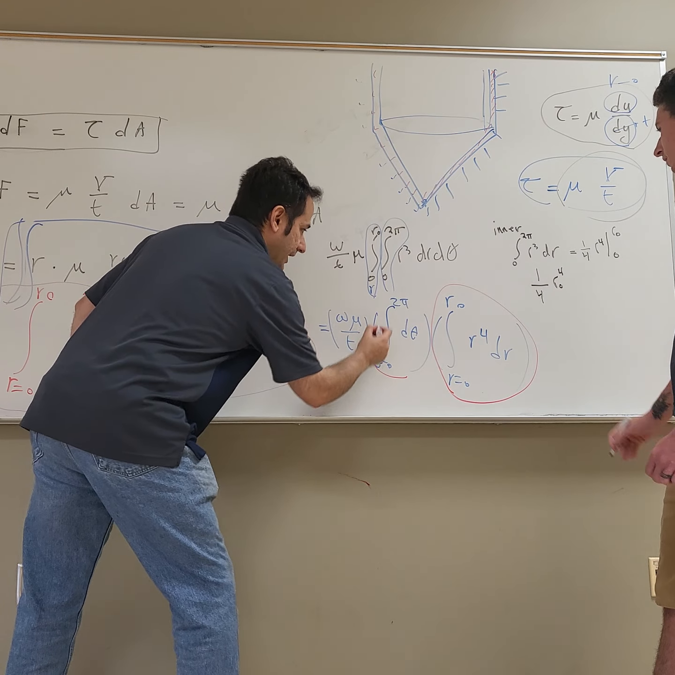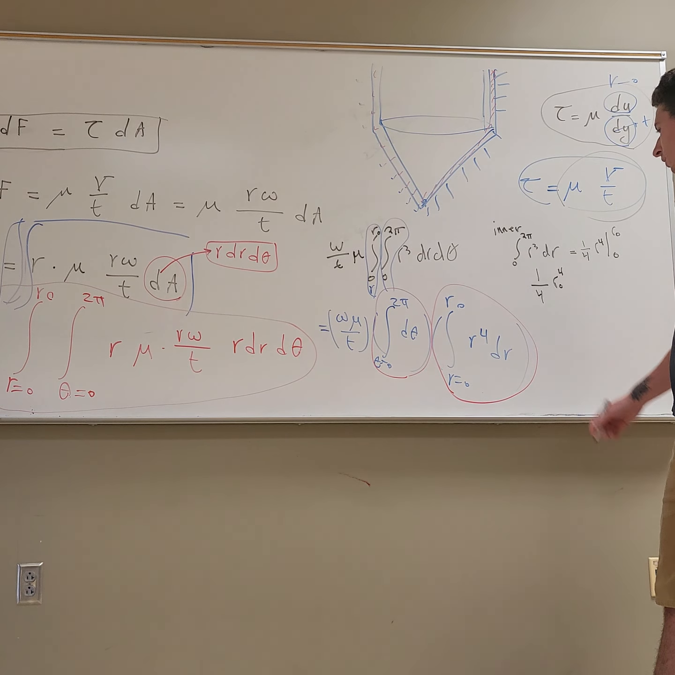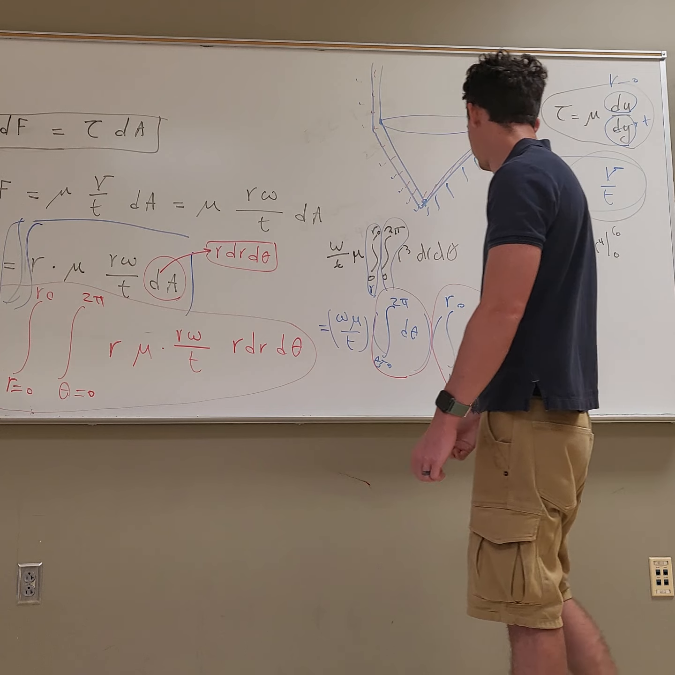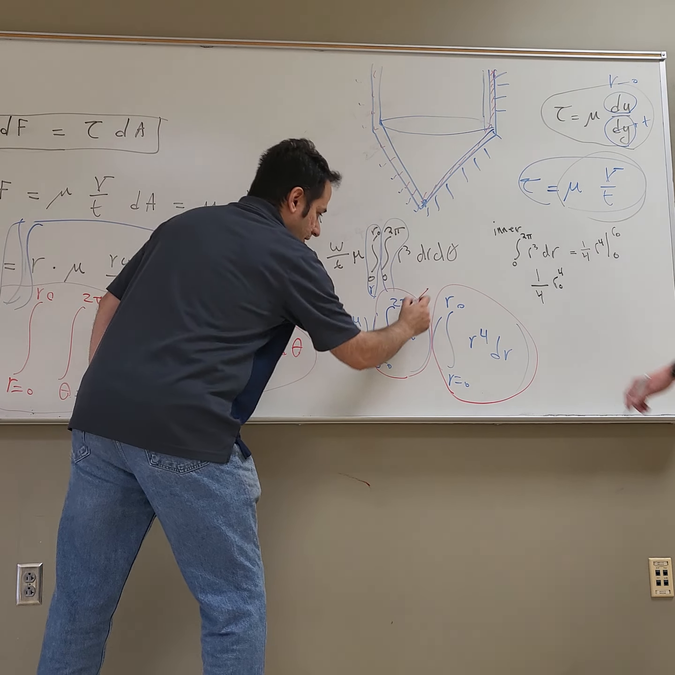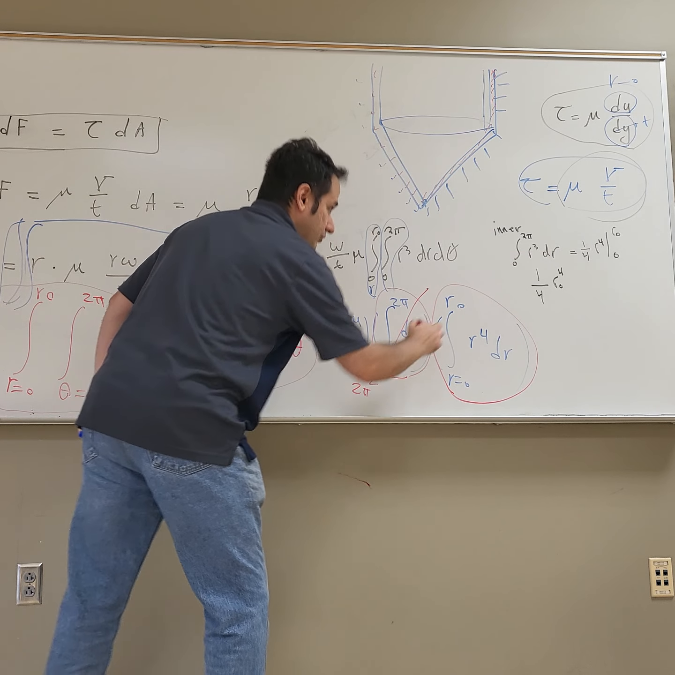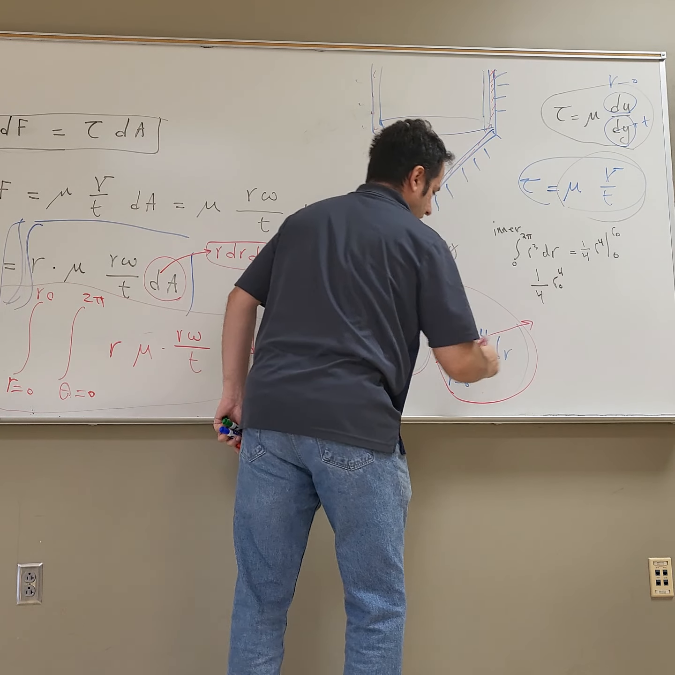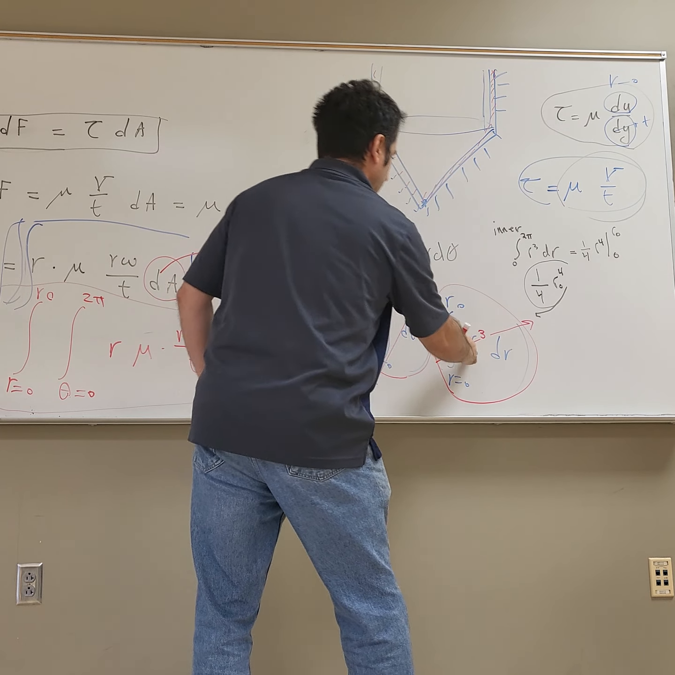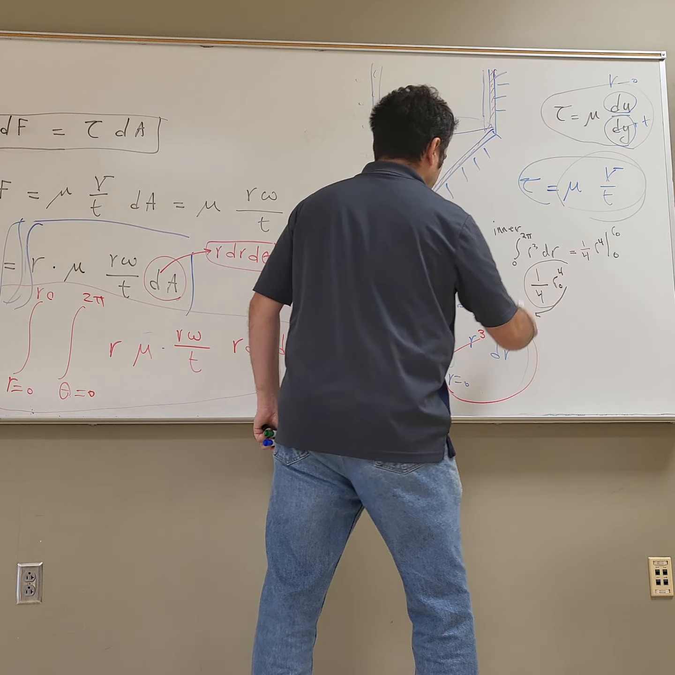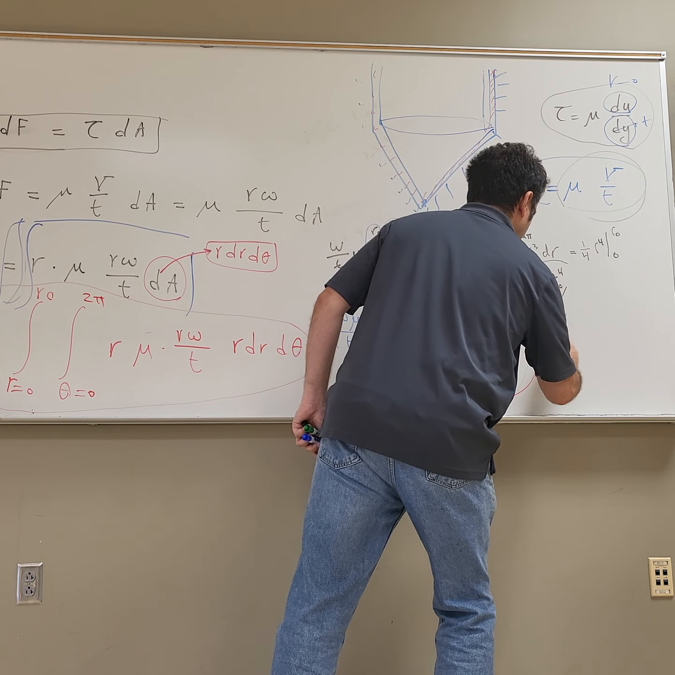So what do you get for that? 2 pi. So the end result is 2 pi times what we wrote. I'm sorry, this was R cubed. So you get R to the 4th over 4, and then just 0. So R0 to the 4th over 4.